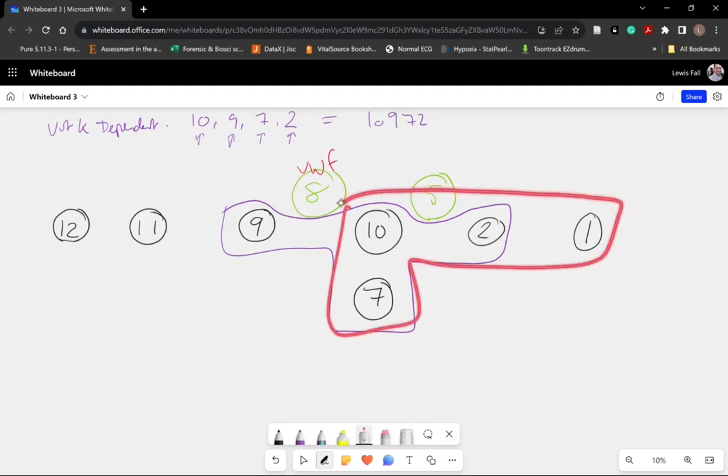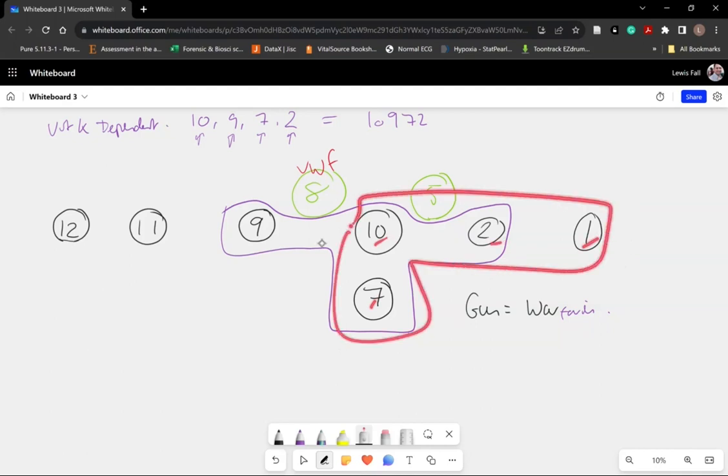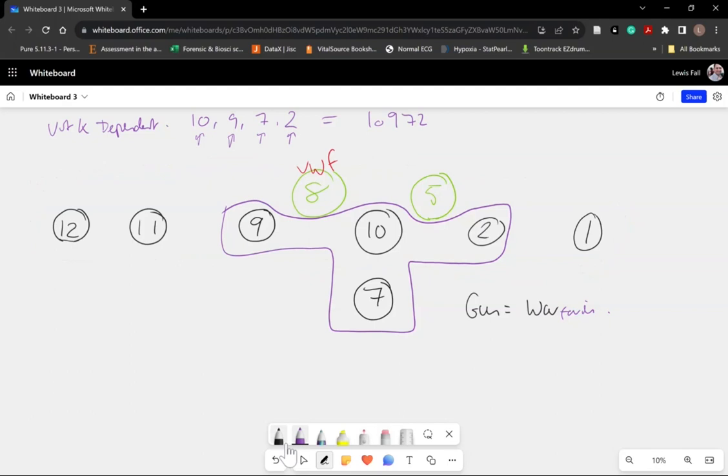And on this diagram it looks like a gun, which is the easy way to remember gun equals war. And then we'll do this in another colour. Great. So the gun requires, if you have an abnormality in 7, 10, 2, and 1, it can be treated with warfarin. This is the intrinsic pathway, or the contact factor pathway. Okay, and that is treated with heparin.